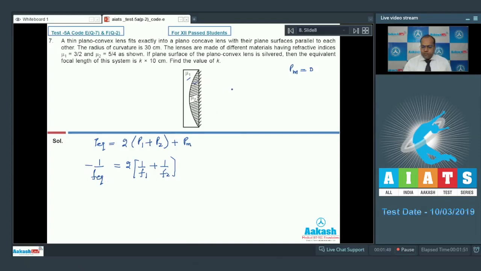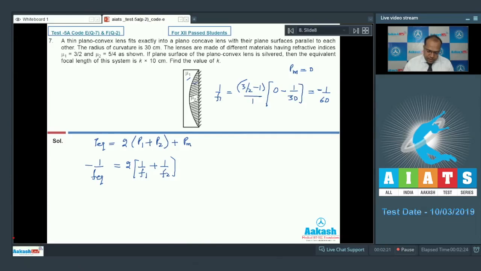Now we have to find the value of F1. From the lens maker formula, we can write 1 upon F1 is equal to 3 by 2 minus 1, divided by 1, into the radius of curvature of this surface, which is infinite. So 1 upon infinite is 0, minus the radius of curvature of this, which is taken as positive, so minus 1 by 30. On solving, it comes out to be minus 1 by 60.